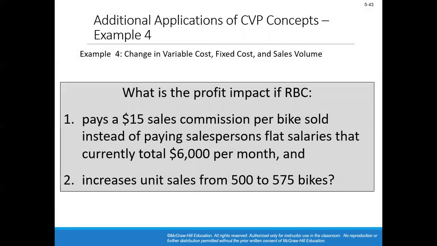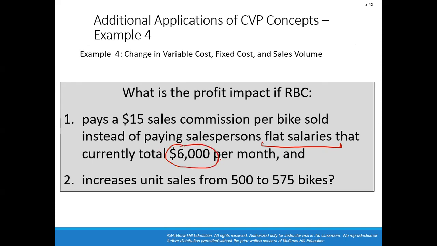Okay. Now we would like to see what the profit impact is if the RBC pays a $15 sales commission per bike sold instead of paying salespeople flat salaries that currently total $6,000 per month. You see what is happening. Our salespeople's sales commission was part of a flat salary. Regardless of the number of bikes sold by the salesperson, we would pay $6,000 per month.